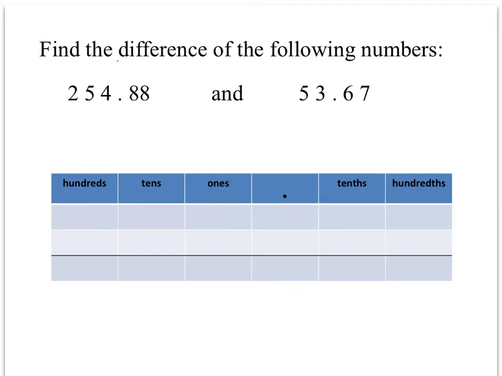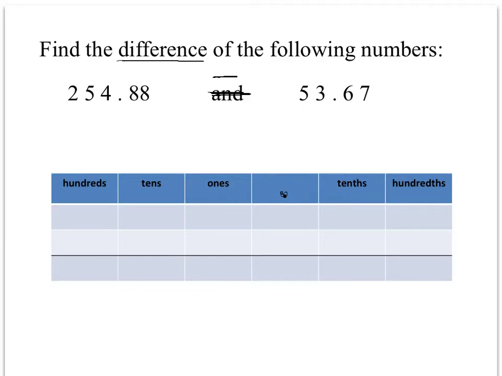To find the difference between two numbers, we simply subtract. It's the first number minus the second number. Just like in adding, we have to line up the decimals. Our decimal is right here, and we're going to line the decimals up.